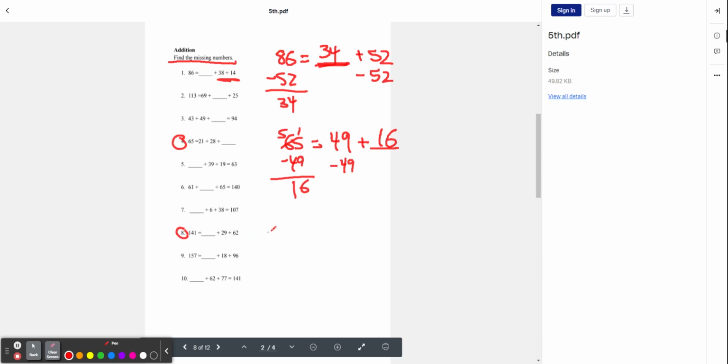Let's try 8. 141 equals blank plus 29 plus 62. So we're first going to add 29 and 62, which is 91. So 141 equals 91 plus blank. I'm going to subtract both sides by 91, and we get 50 as our answer.